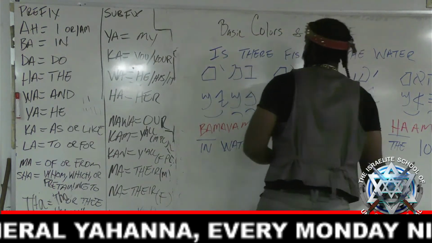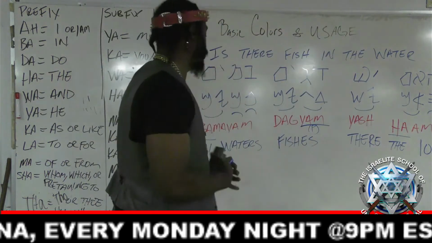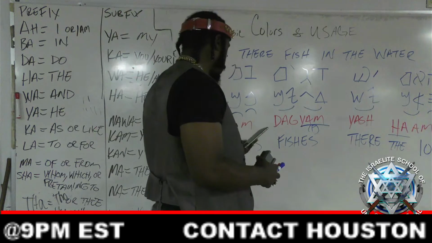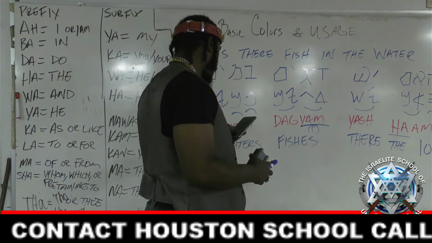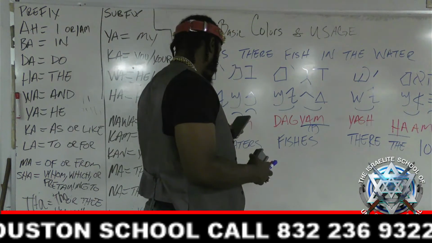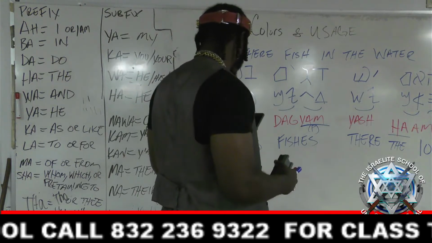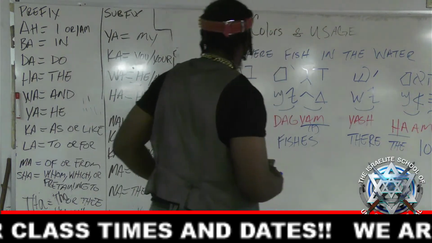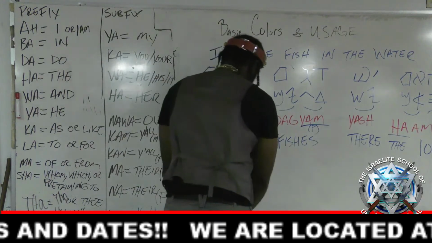We'll pick up on basic colors next week and more sentence usage with them. Next week we'll be going over the colors black, white, purple, yellow, and orange, and using them in sentence structure.